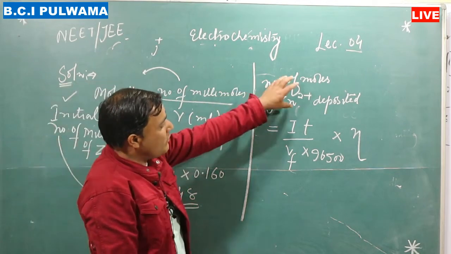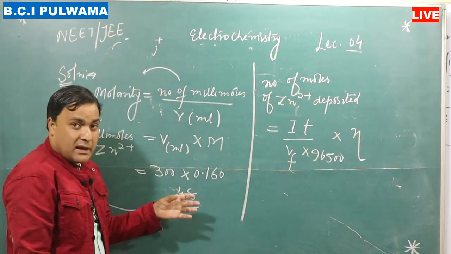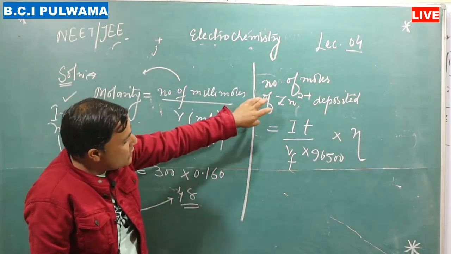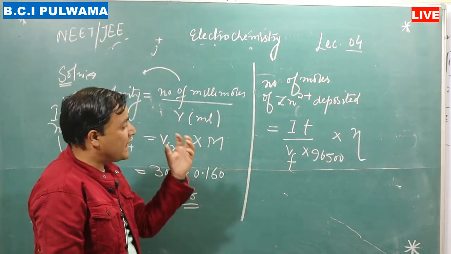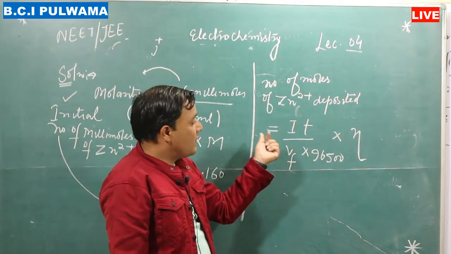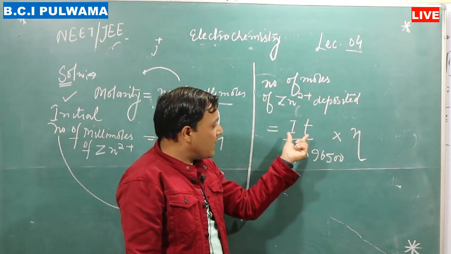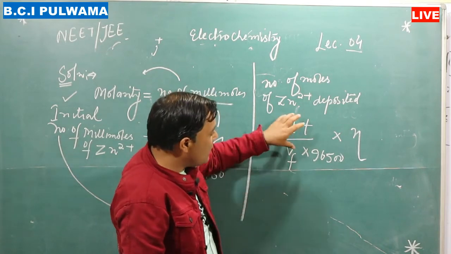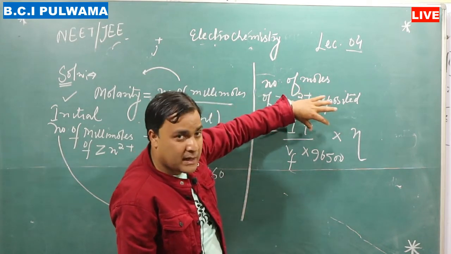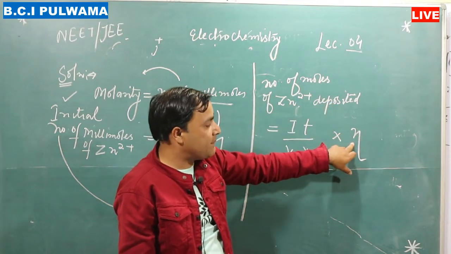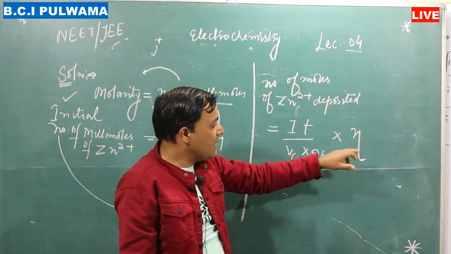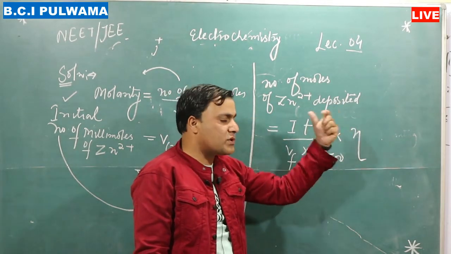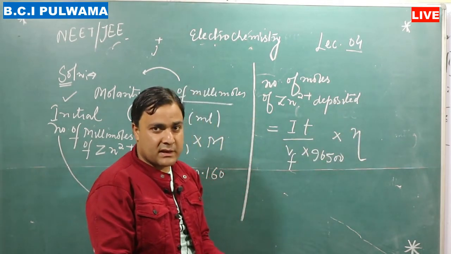So the number of moles of Zn2+ ions deposited on the cathode from the 0.160 molar solution, by passing current I with the value 1.70 ampere and time 230 seconds. In case efficiency is mentioned, we have to multiply by the percent efficiency. If efficiency is not given, the efficiency value is equal to 1.